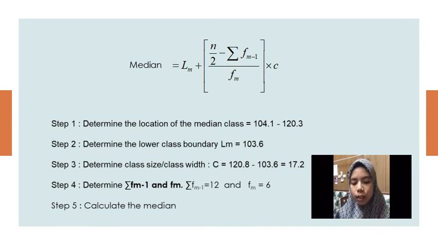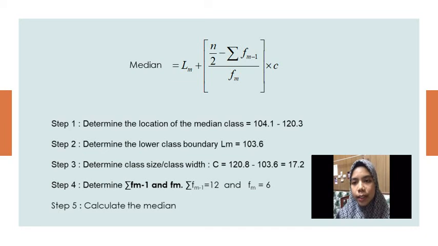Step 4: determine the Greek capital sigma F sub m minus 1 and f sub m. For the sigma F sub m minus 1, take the number at the cumulative frequency of the class before the median class. So the number is 12. And for f sub m, take the number at the frequency of the median class. So the number is 6.